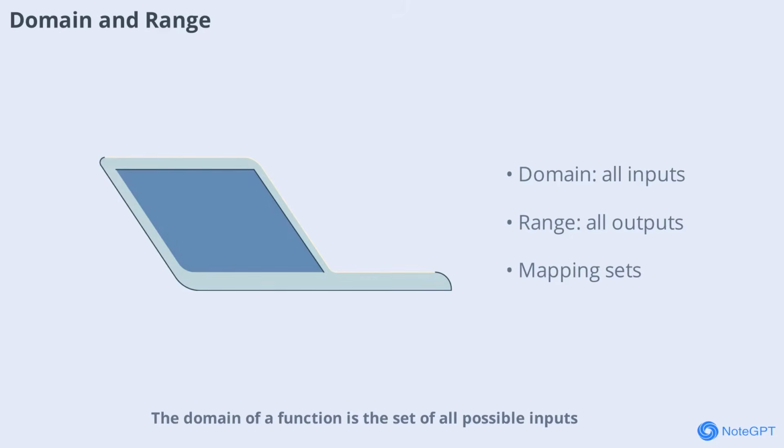The domain of a function is the set of all possible inputs, while the range is the set of all possible outputs. For example, if f(x) equals x squared and the domain is {1, 2, 3}, then the range is {1, 4, 9}. Understanding domain and range helps us see how functions map elements from one set to another.